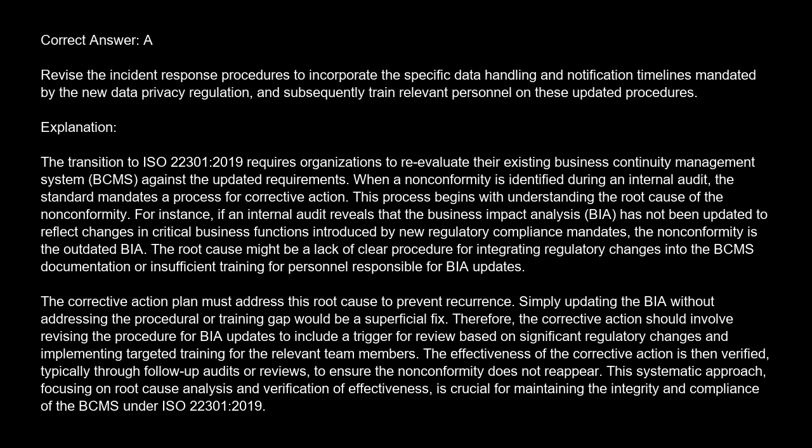Therefore, the corrective action should involve revising the procedure for BIA updates to include a trigger for review based on significant regulatory changes and implementing targeted training for the relevant team members. The effectiveness of the corrective action is then verified, typically through follow-up audits or reviews, to ensure the nonconformity does not reappear. This systematic approach, focusing on root cause analysis and verification of effectiveness, is crucial for maintaining the integrity and compliance of the BCMS under ISO 22301:2019.